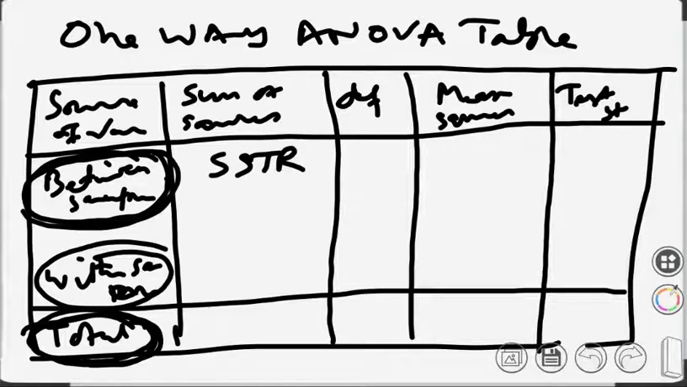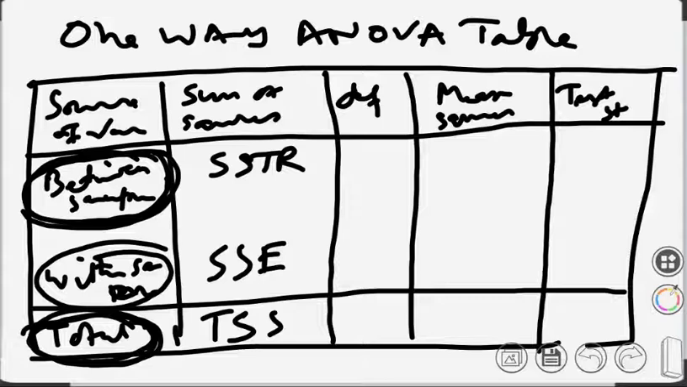So this will be termed as total TSS. TSS means total sum of squares, because this second column is sum of squares. And SSTR means sum of squares between samples. And this will be termed as SSE, sum of squares of errors.